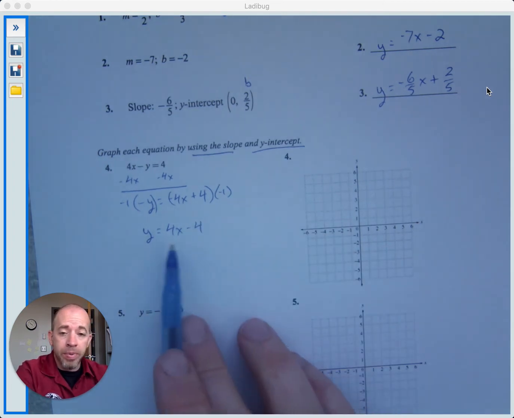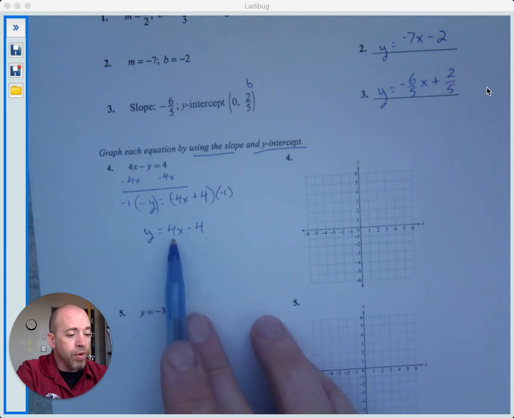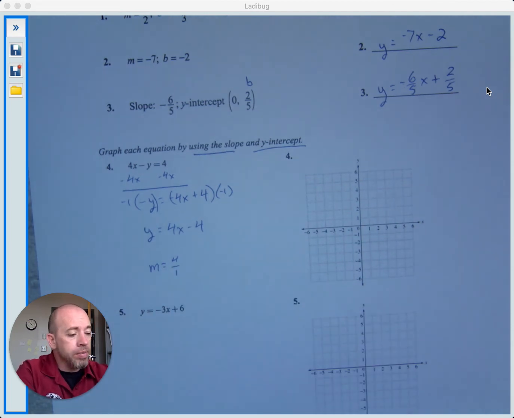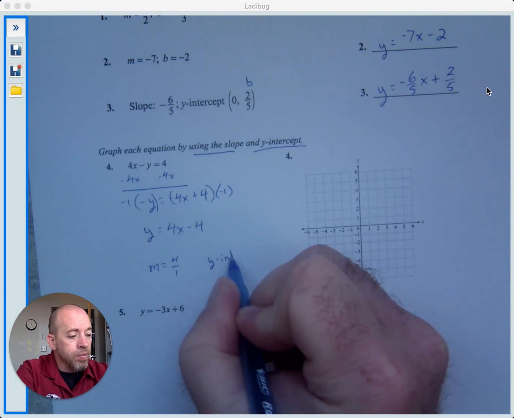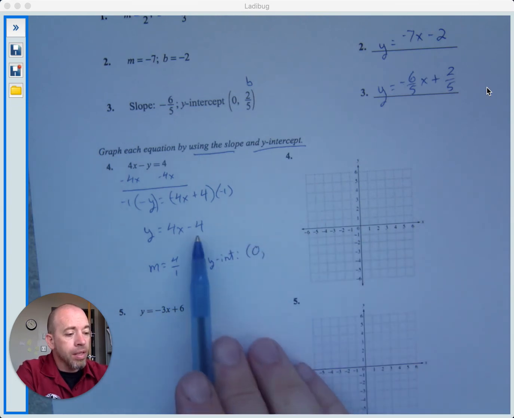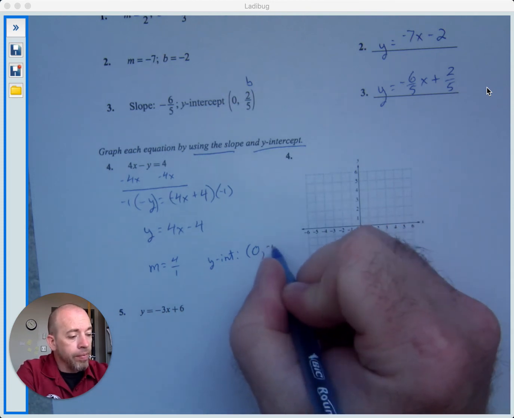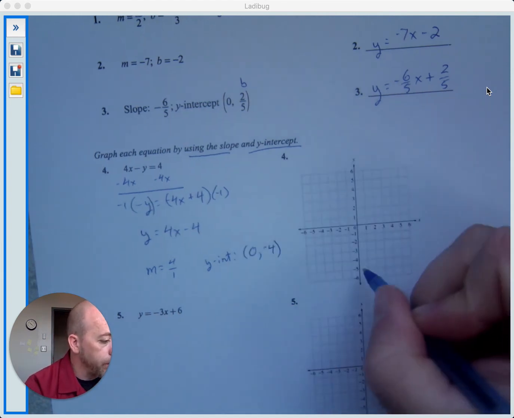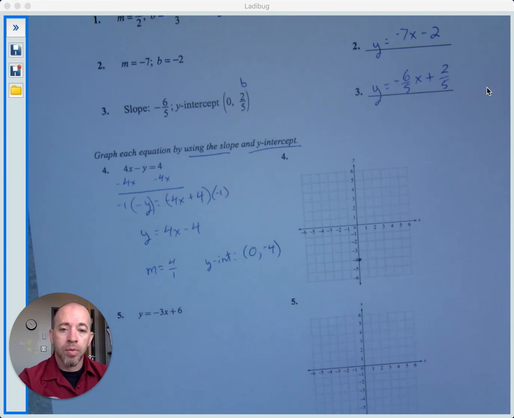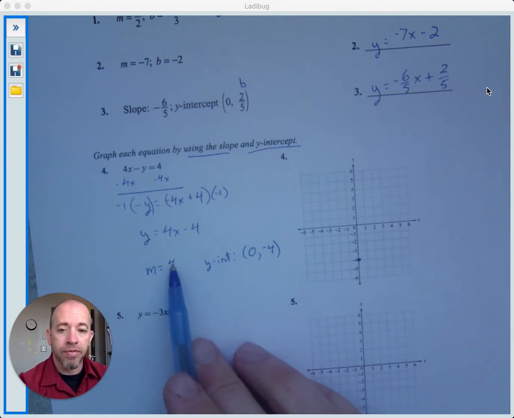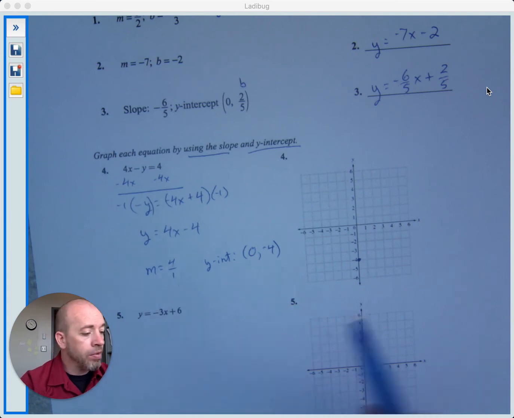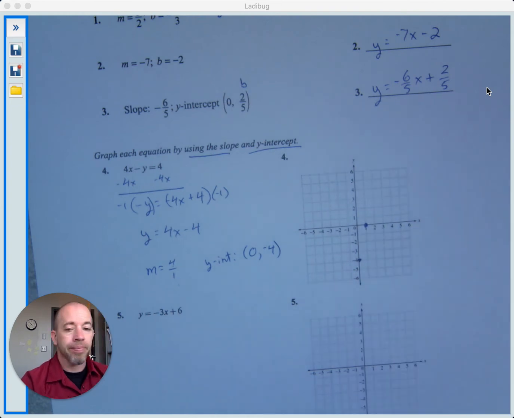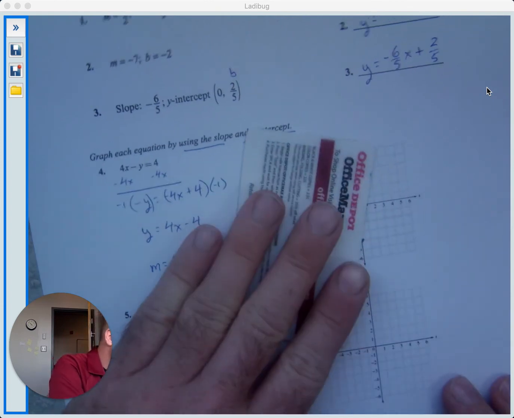Alright, so once we have slope-intercept form, we know the slope is 4. I'm going to actually write it as 4 over 1. And the y-intercept is the point 0, and we have our b, negative 4. Okay? So then what I could do is plot the y-intercept, 0, negative 4. And my slope is positive 4. That means we have a rise of 4 and a run of 1. So I'm going to rise 1, 2, 3, 4 and run 1, and I should have a point right here. So I have my 2 points, and I can connect them and get my line.